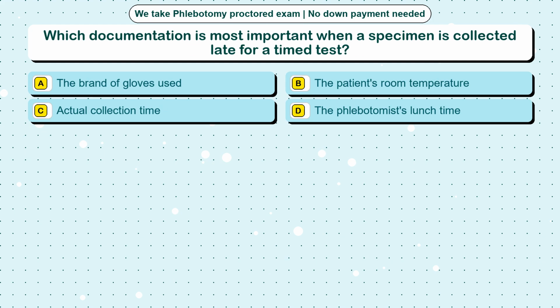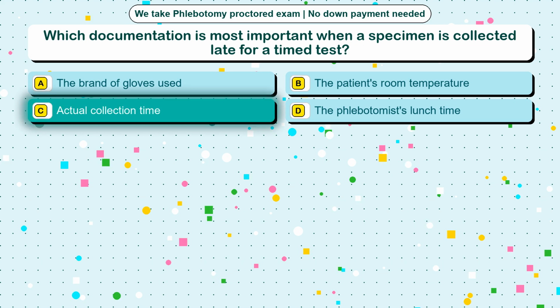Question 73. Which documentation is most important when a specimen is collected late for a timed test? Option A. The brand of gloves used. Option B. The patient's room temperature. Option C. The actual collection time. Option D. The phlebotomist's lunch time.